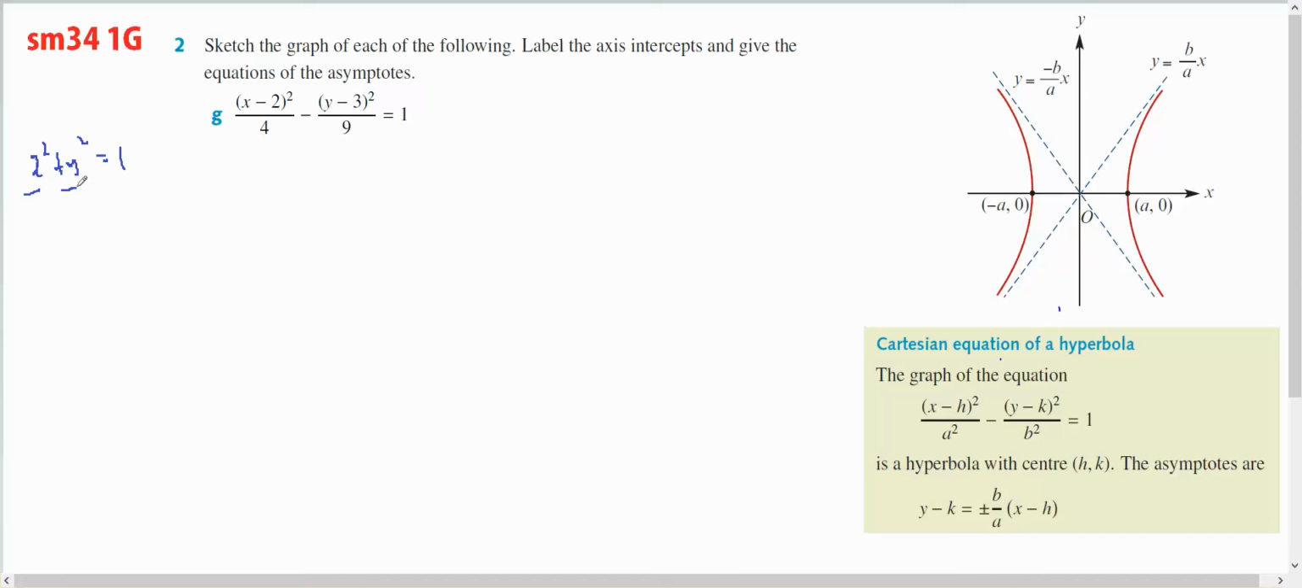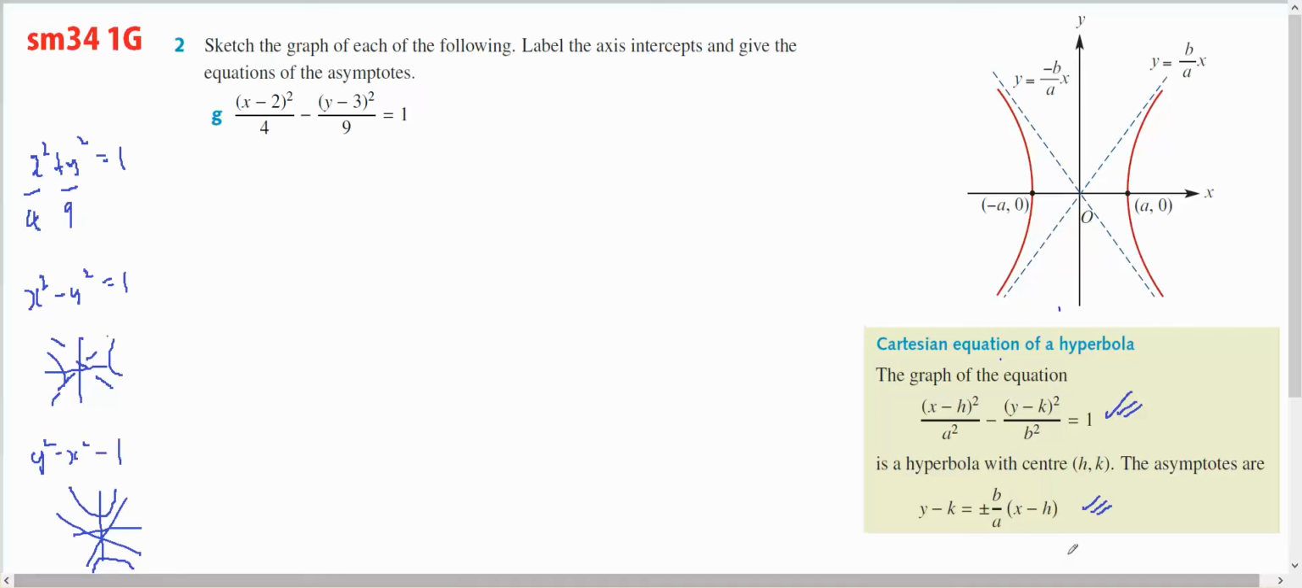If I have it over different denominators, it's an ellipse. But if it's x squared minus y squared equals 1, it's a hyperbola. And where it's negative on the y, therefore it looks here and here. But if it was y squared minus x squared equals 1, then it's going to be in here and in here as my hyperbolas. Okay, and this is the general rule, and this is the equation of the asymptotes.